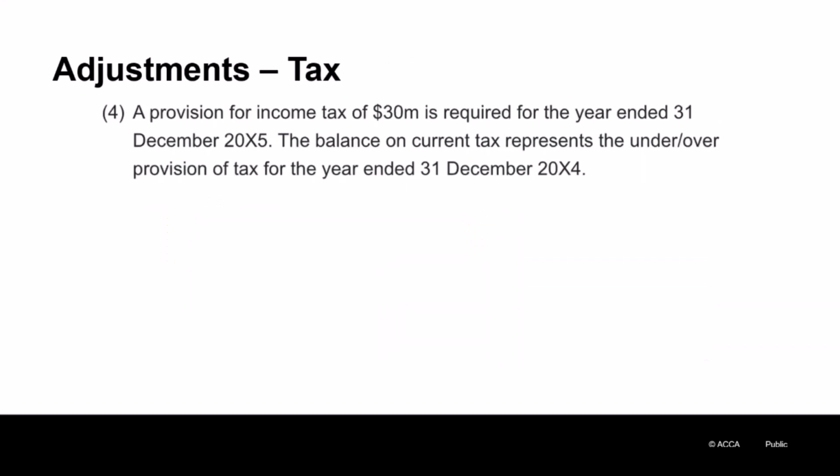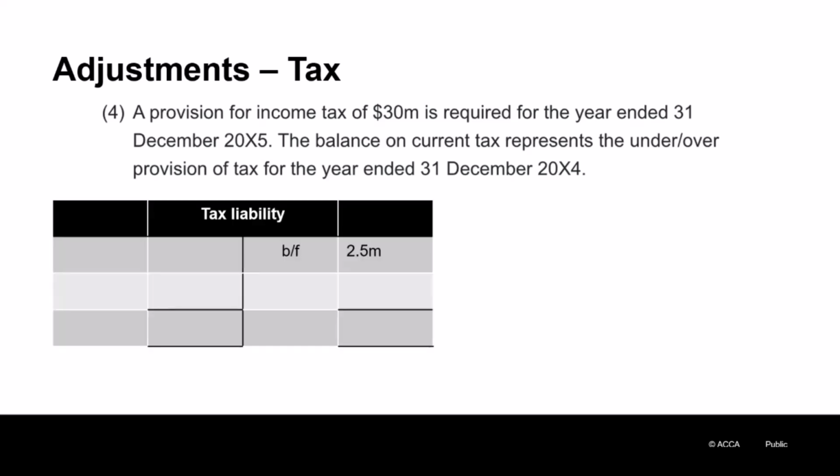Another common adjustment is with respect to tax. You have a provision available for the income tax at the current year end, and then there is an under or over provision available in the trial balance. This normally confuses the students, so I'm going to use the approach of a T account to explain it to you. Remember, on whichever side in the trial balance you have the provision written, whether it's under or over, place it as it is in your tax liability T account.